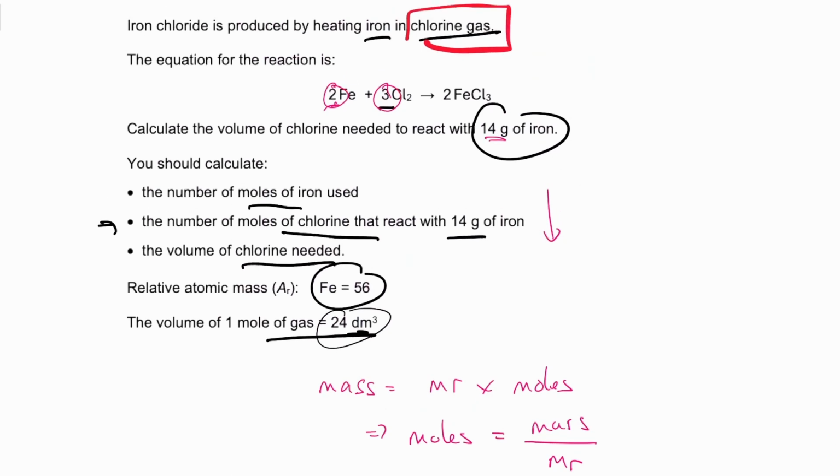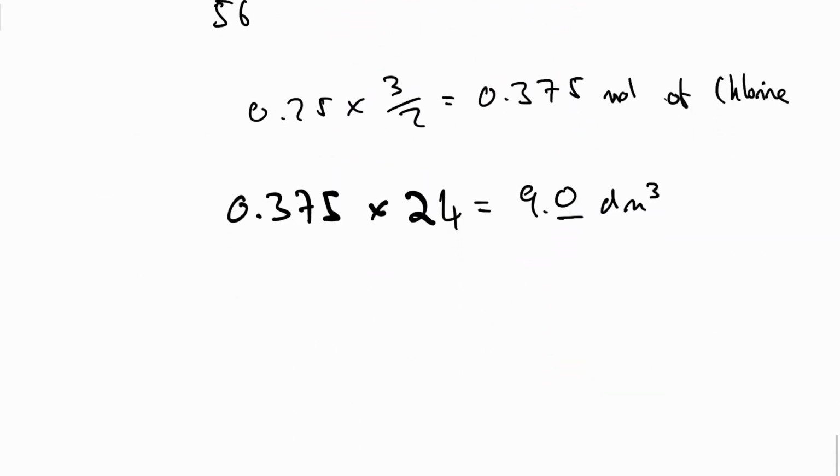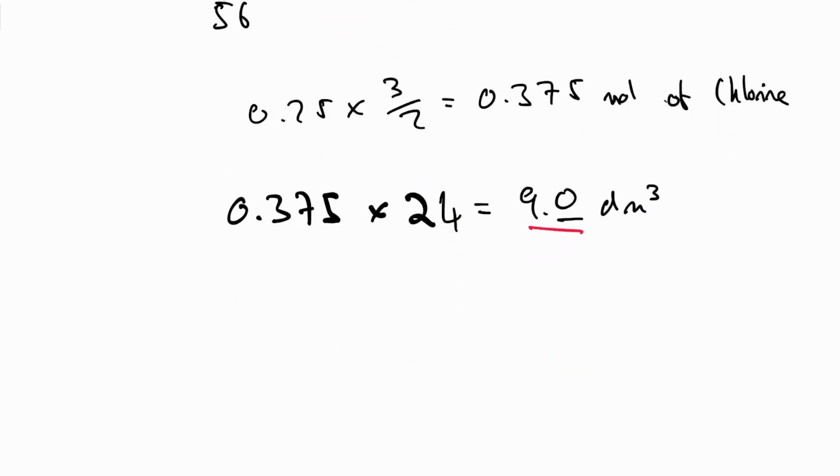And so if we look at all the numbers over here, we've got 14 grams, that's 2 significant figures. We've got 14 grams again, we've got 56, which is 2 significant figures. We've got 24 over here, which is also 2 significant figures. So the least number of significant figures given to us in the question is 2. Therefore, our answer should also be given to 2 significant figures.